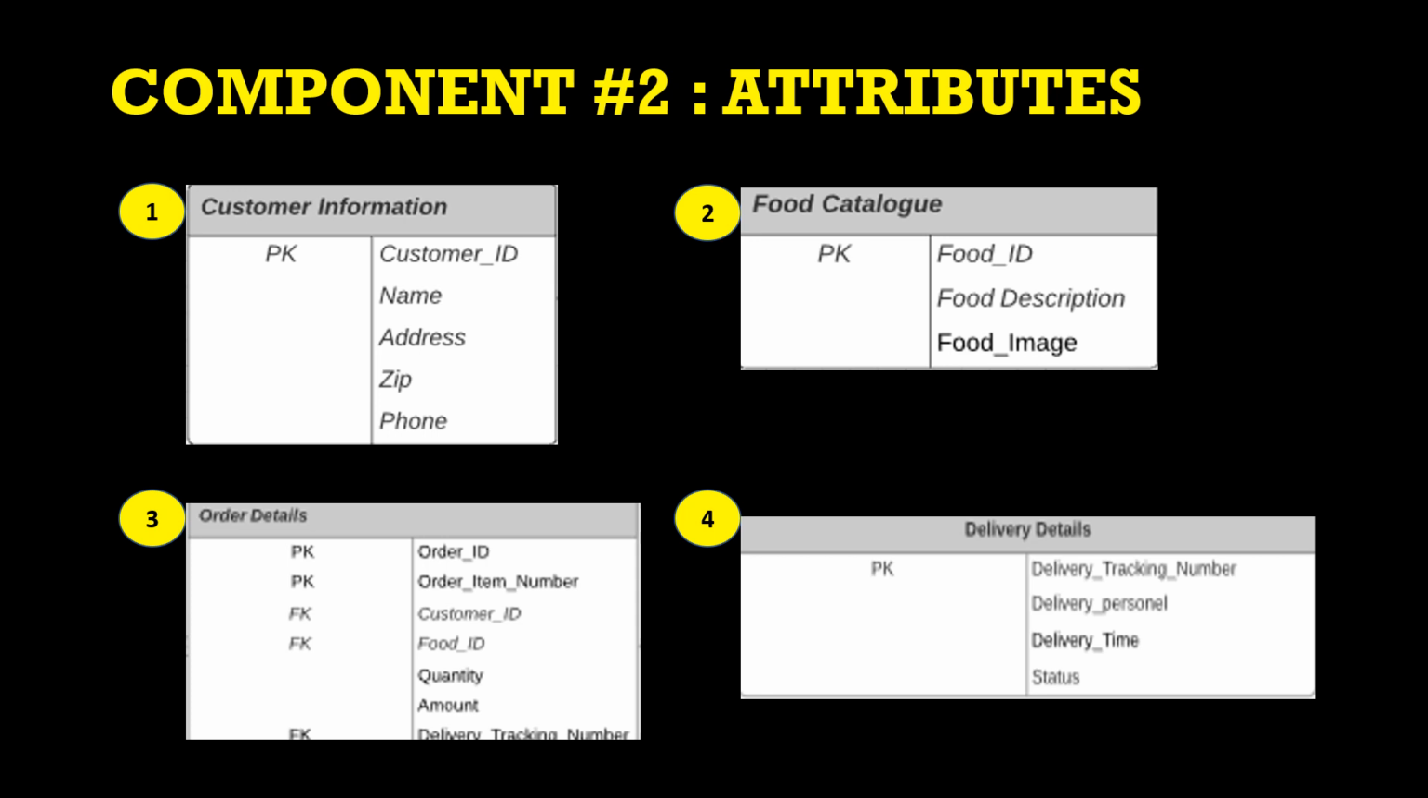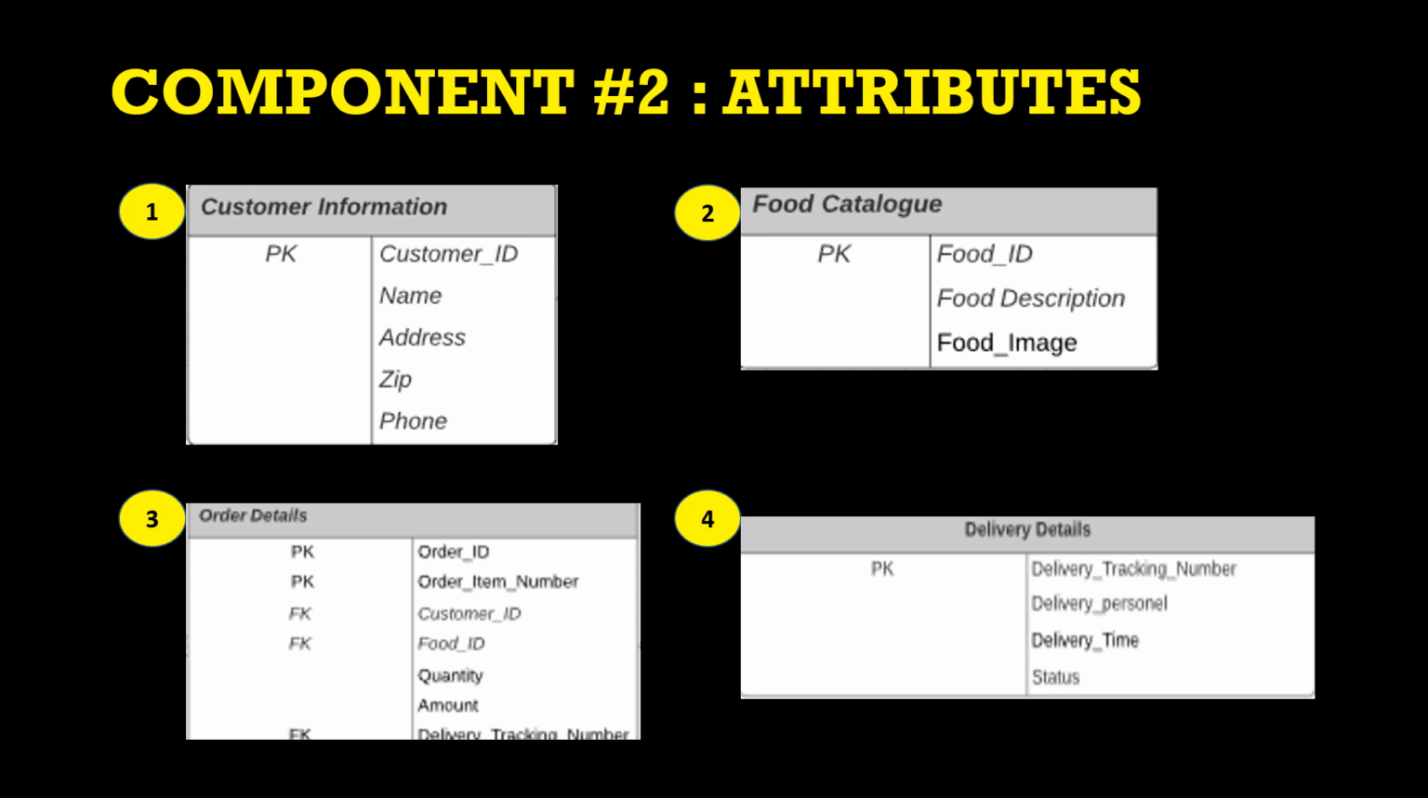The primary key is the food ID for this table. The third entity is the order details. It stores the order ID and the order item number. If there are multiple items ordered, this will be an incremental number. The combination of both order ID and order item number forms the primary key for this table.